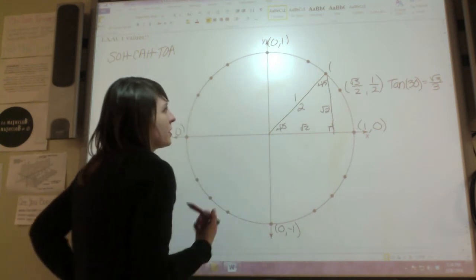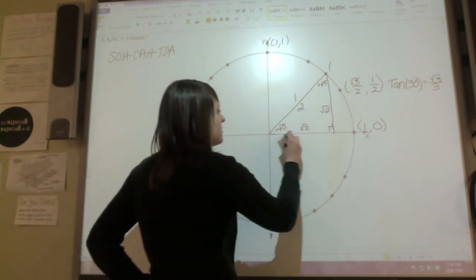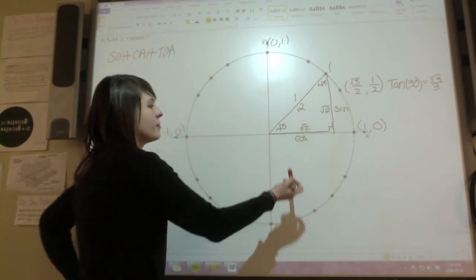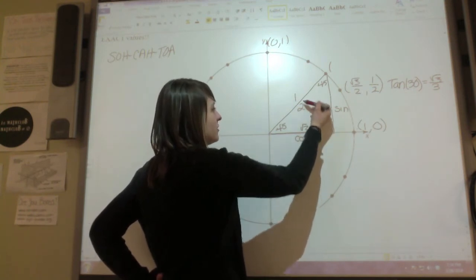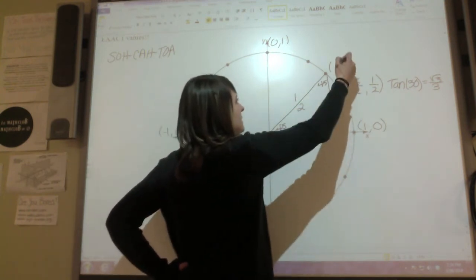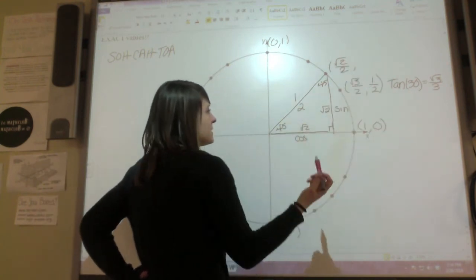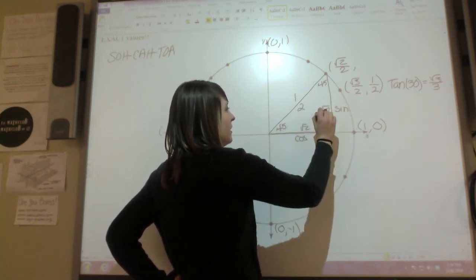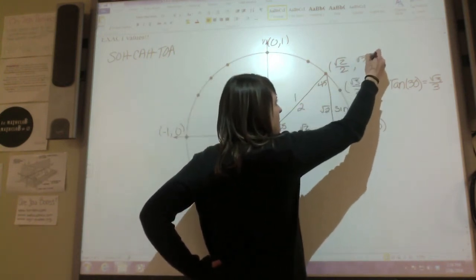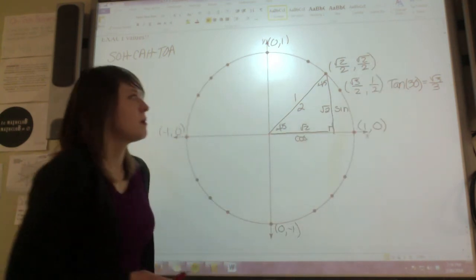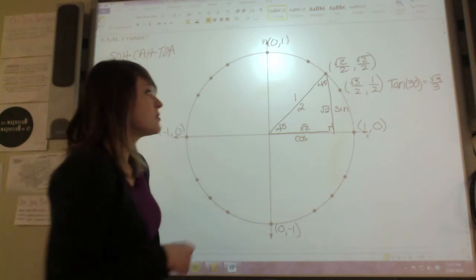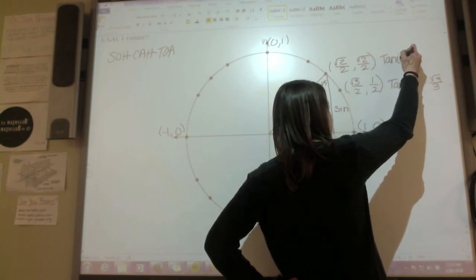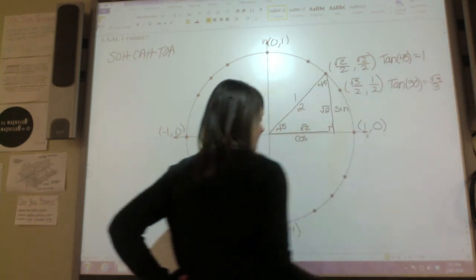So, think about that. Remember, my x value stands for my cosine, my y value stands for my sine. So this is my cosine, this is my sine. My cosine is going to be square root 2 over 2 because it's adjacent over hypotenuse. My sine is square root 2 over 2 as well because it's the opposite over hypotenuse. And then for my tangent, remember my tangent is sine over cosine. So if I take square root 2 over 2 divided by square root 2 over 2, that just gives me 1. So the tangent of 45 is 1.